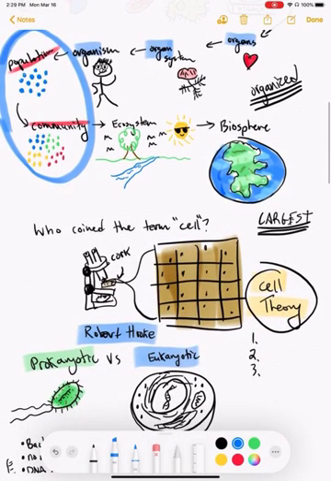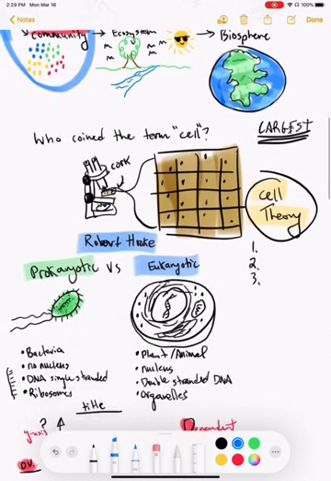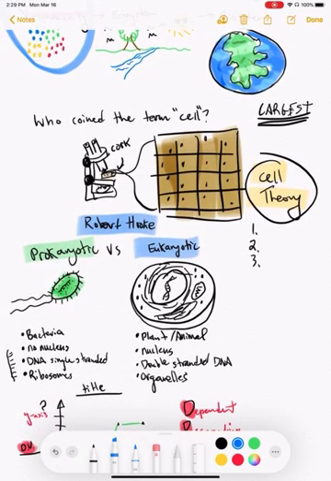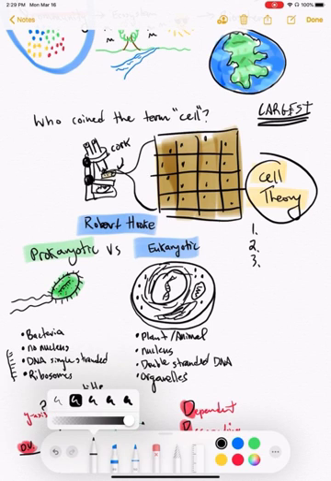Who coined the term cell? That would be Robert Hooke. He's looking at cork cells under the microscope, came up with the cell theory. There are three parts to the cell theory. So all cells come from other cells, and I'm going to challenge you to figure out the other two as you're studying.